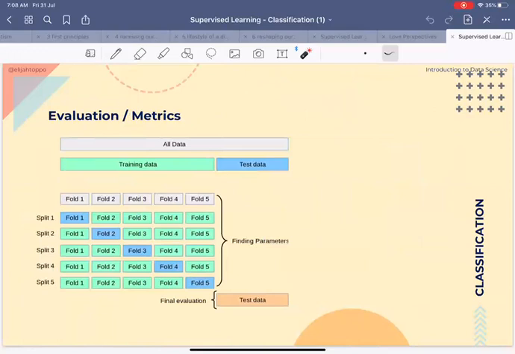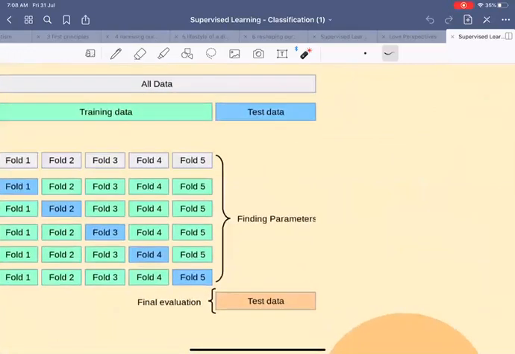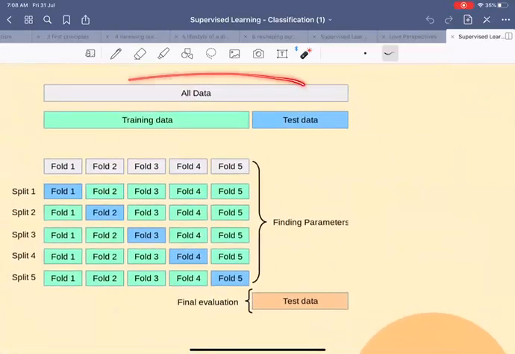The idea is something like this. I take all of my data and divide it into 2 parts, training data and test data. Once I have the training data, I can divide it into folds. Here we are dividing into 5 folds: fold 1, 2, 3, 4, 5. Since we have 5 folds, we will go through 5 iterations, and for each iteration, we will use a different fold for our evaluation.